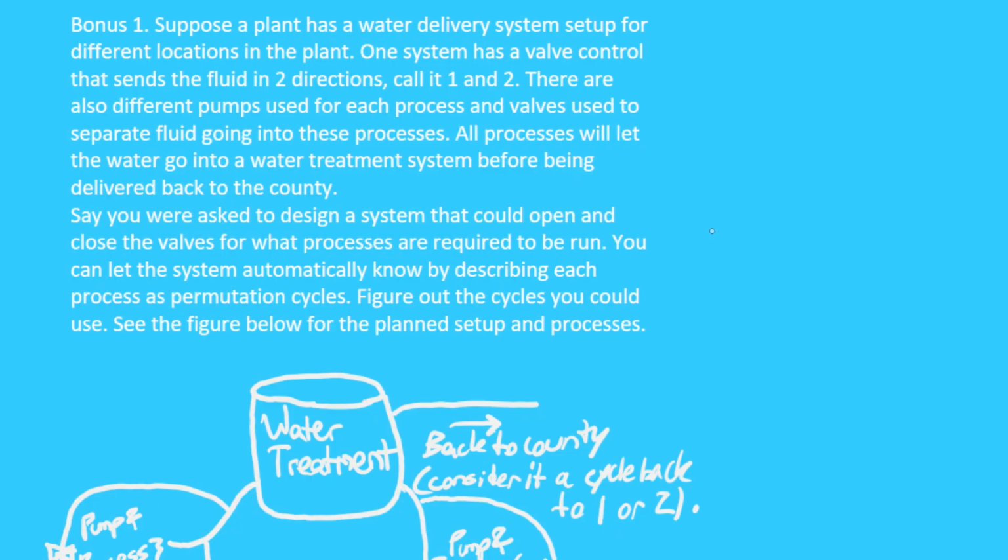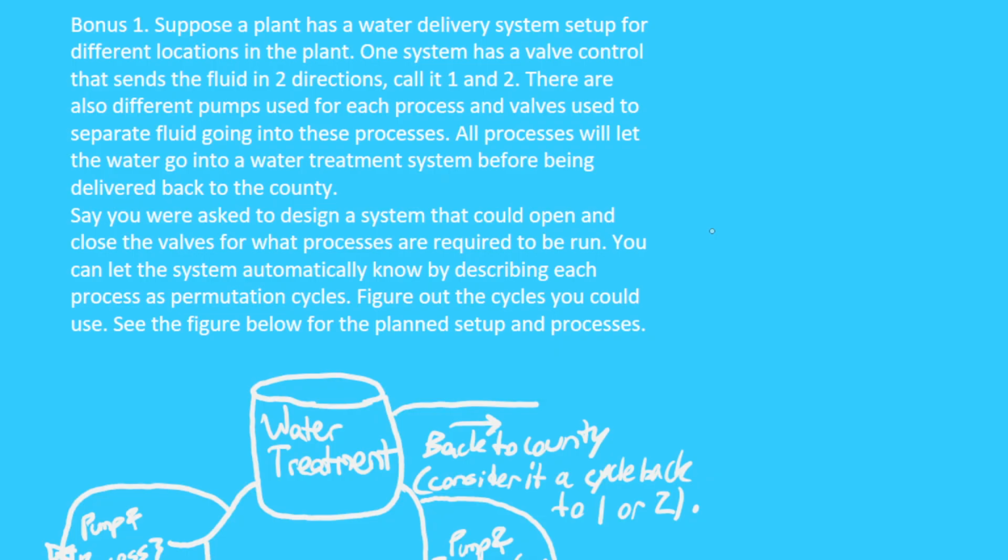So we have two problems that we're going to look at that have some real life applications to what we've been looking at in permutations and cycles. So I was hoping that both of these problems might give you a little more visual of how these could be applied in real life. So let's take a look at our first bonus problem.